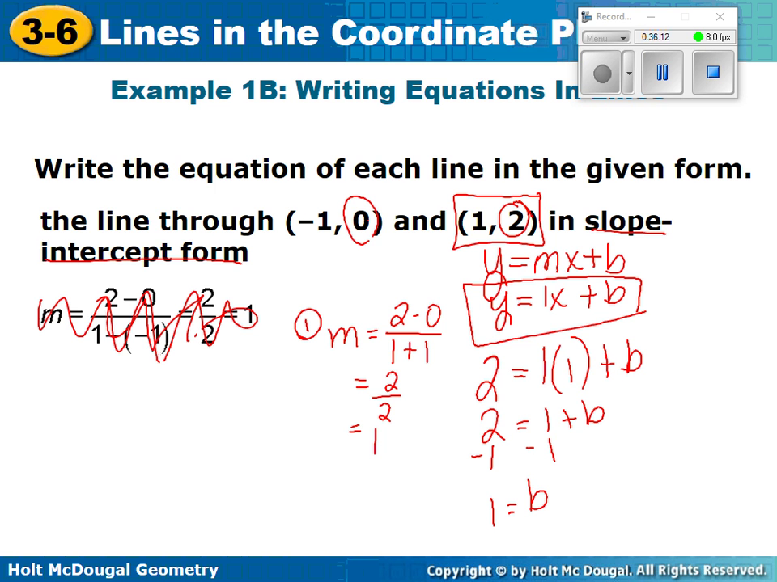Okay, is that my answer? No, we're trying to write an equation of a line. Our final answer should have a y and an x in it, but it should have a number for m and a number for b. So what was the number for our slope? 1. What was the number for our y-intercept? 1. So plus 1.